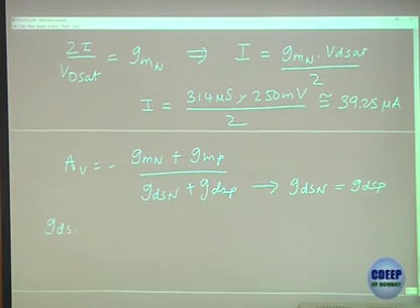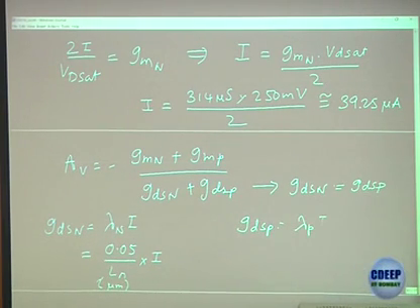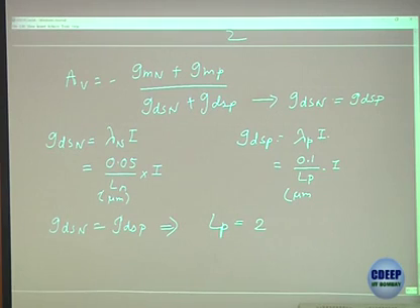So what is GDSN? Anybody? It is given by lambda times I. We know lambda is equal to 0.05 divided by Ln, again based on the previous expressions we have done. Ln is not given in meters but in micrometers. That is the important point. And this is multiplied by I. Similarly, GDSP is equal to lambda p times I, which is 0.1 divided by Lp, in microns, times I. So what does this tell you? If you compare these two, we want them to be equal. GDSN equal to GDSP will give you Lp should be equal to 2 times Ln, if you just equate these two. So, channel lengths.